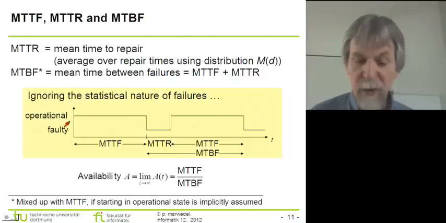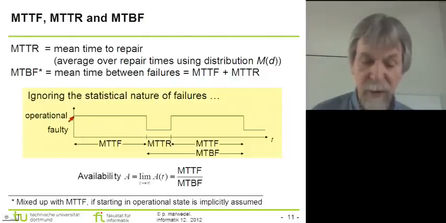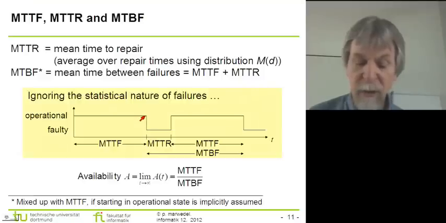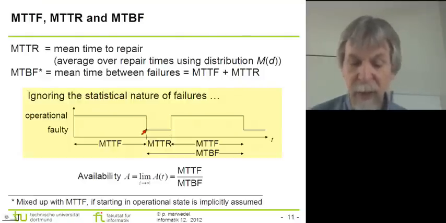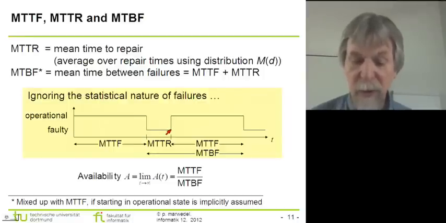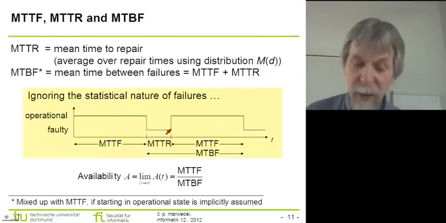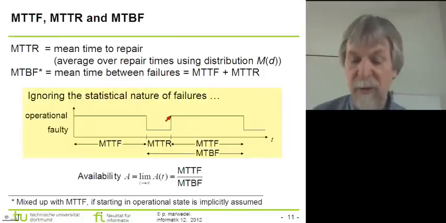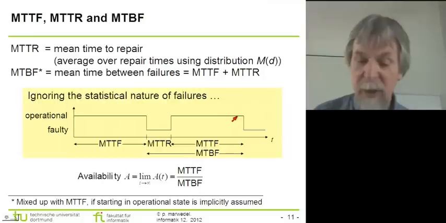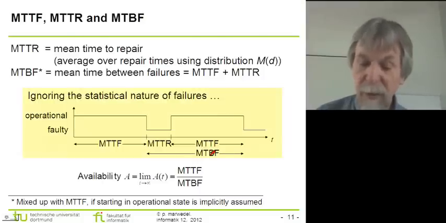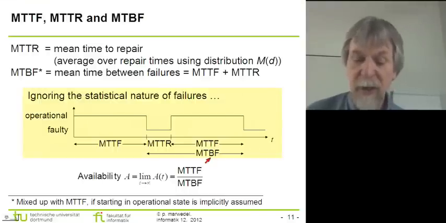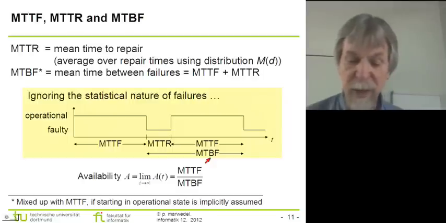The situation is shown on this slide. You see that we assume that initially our system is operational, and then on the average it will be operational for MTTF time, and then it will be down for a time window that is reflected by this value of MTTR. And after that, we assume that the system will be operational again for a time modeled by MTTF. So obviously, the time MTBF, that's the time between failures, is equal to MTTF plus MTTR.